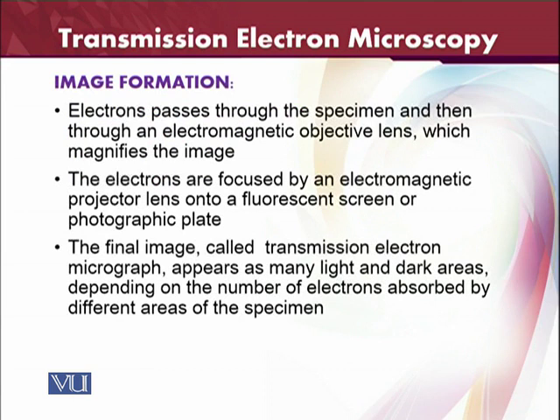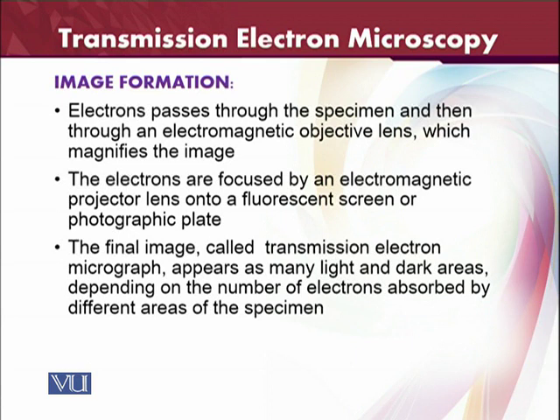As we have already studied for image formation, electrons pass through the specimen and then through an electromagnetic objective lens, which magnifies the image. The electrons are focused by an electromagnetic projector lens onto a fluorescent screen or a photographic plate. The final image, called the transmission electron micrograph, appears as many light and dark areas. We will see the image on later slides.